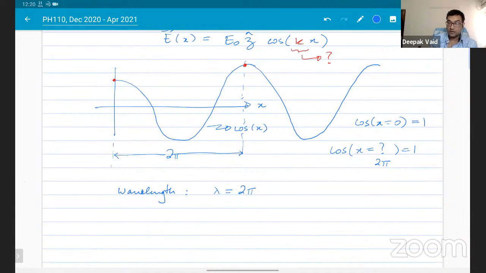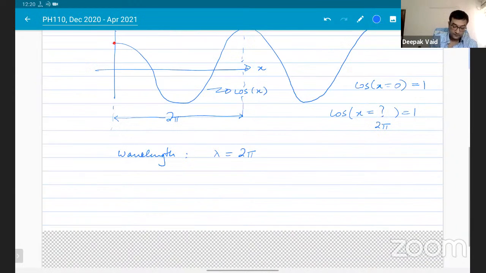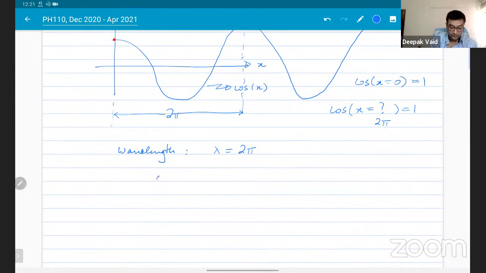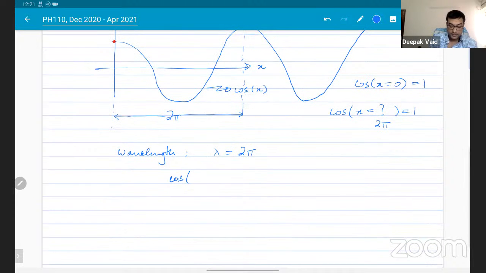But now I want to change my wavelength, because wavelength can be anything, right? I can have long wavelengths, I can have short wavelengths. I can have waves that oscillate faster, that oscillate very slowly. So how do I change the wavelength? If I want to change the wavelength, what do I do? I have cosine of x. Do I add something?